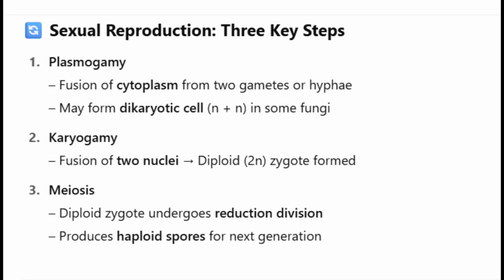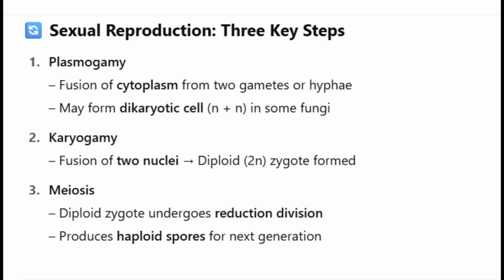Let's understand how fungi perform sexual reproduction, which occurs in three key steps: plasmogamy, karyogamy, and meiosis. Step 1. Plasmogamy. Plasmogamy is the fusion of the cytoplasm from two compatible gametes or hyphae. At this stage, the nuclei from each parent do not immediately fuse. Instead, in many fungi like Ascomycetes and Basidiomycetes, the result is a dikaryotic cell, meaning each cell contains two nuclei, one from each parent. This unique stage is known as the dikaryophase, and it may persist for some time before the next step occurs.